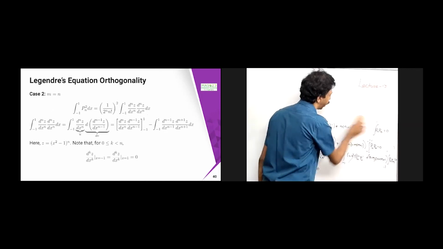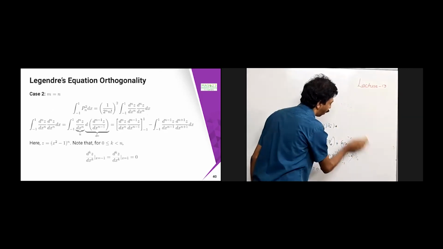Now suppose m equals n, then what am I going to get? We have already proved one property, so using that property, we are going to prove it for m equal to n. Let us see what is going to come.